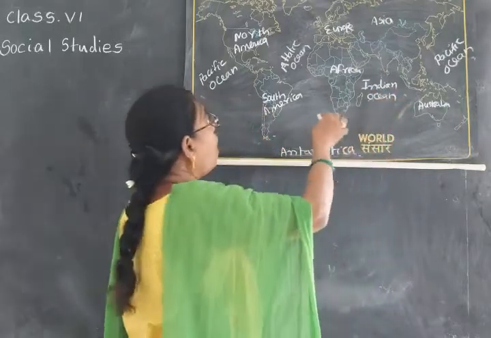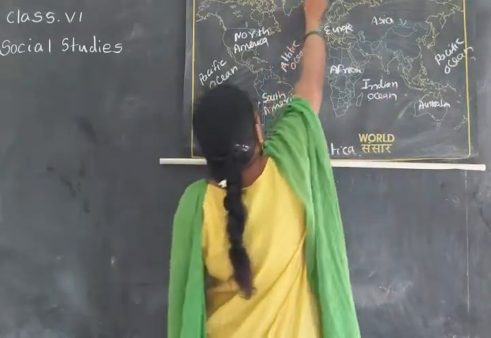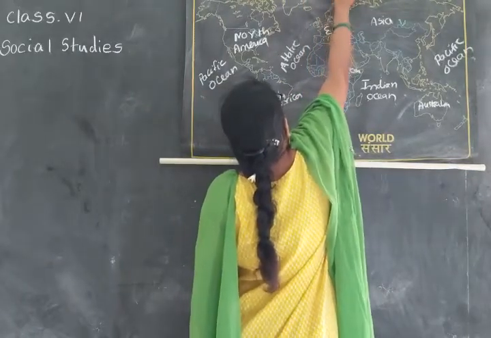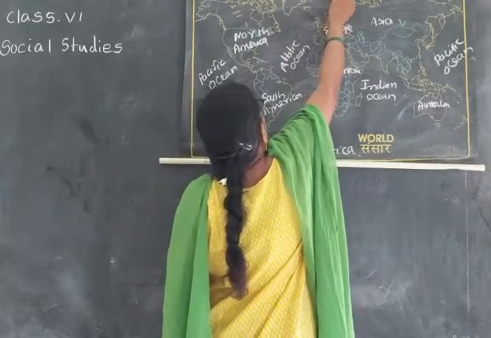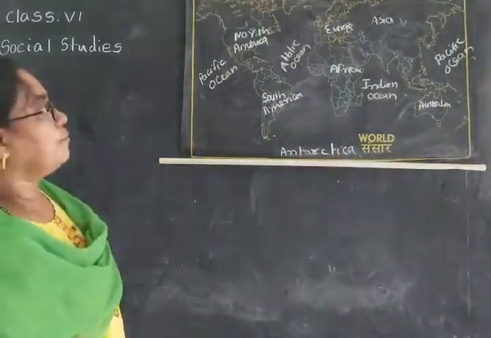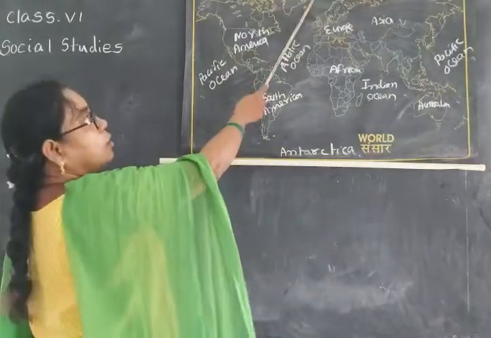Next one is the Arctic Ocean. It is in the north of the globe, north of the world map. It is the smallest ocean.